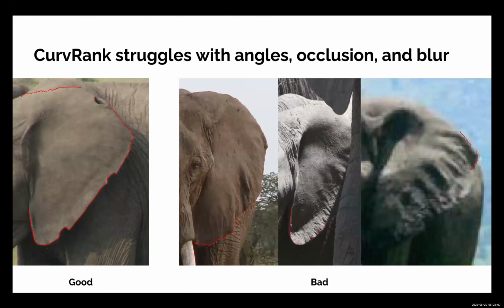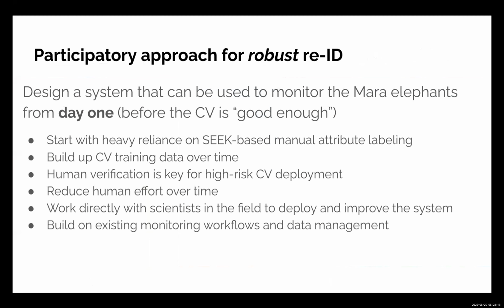Unfortunately, it really struggles with angles, occlusions, and blur. So as the image quality gets worse, these systems become less and less reliable. And also, unfortunately, the Mara Elephant Project and the Mara population in general had no data. We had data from South Africa, from a completely different population, but there was no way for us to successfully use that system on that database of individuals for the Mara population.